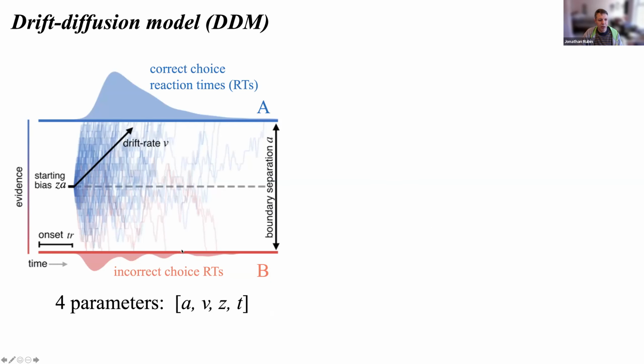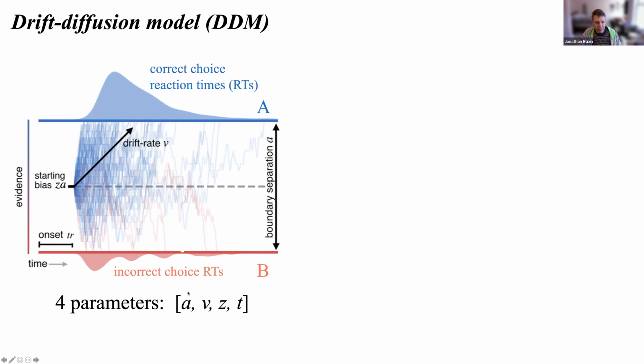Sorry, this is a visualization of the drift diffusion model, and this is going to show up throughout the talk. So I just want to orient you here. For each trial, you can think of a particle moving according to the DDM, and eventually it may hit a boundary, and that's when you commit to that choice. And you see that you can end up with reaction time distributions which depend on all of these parameters.